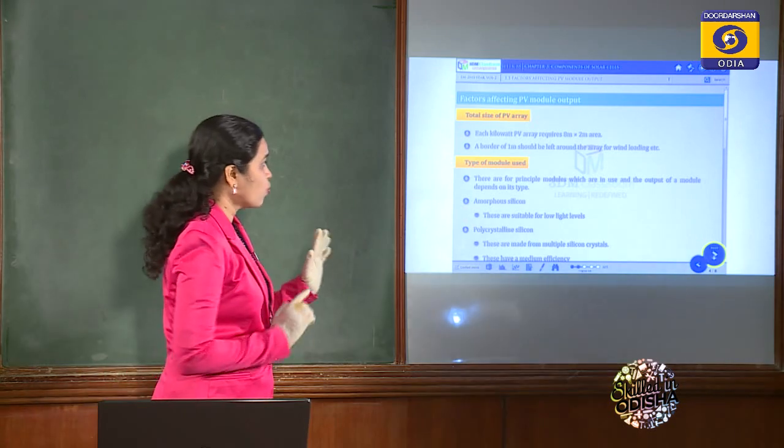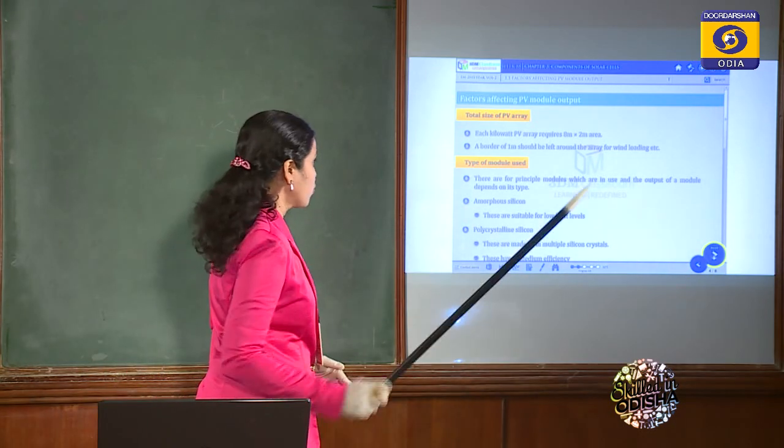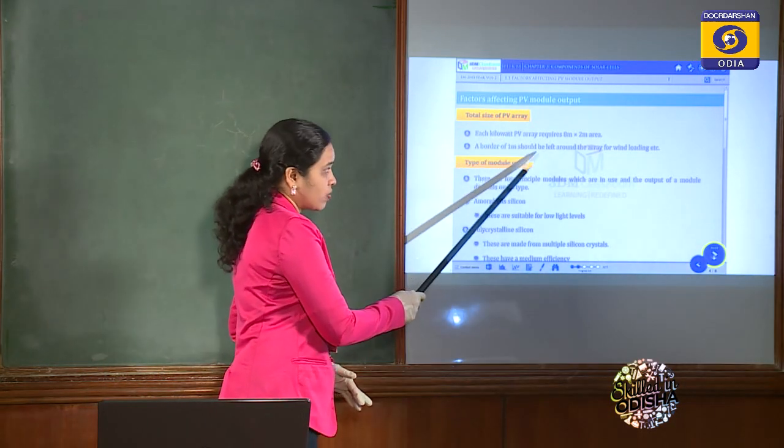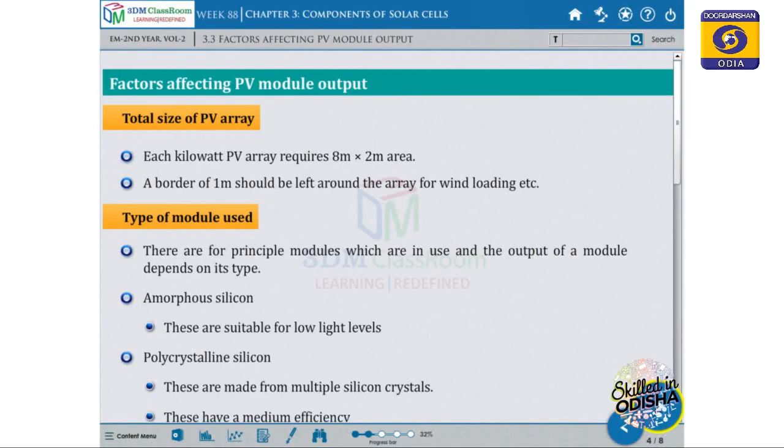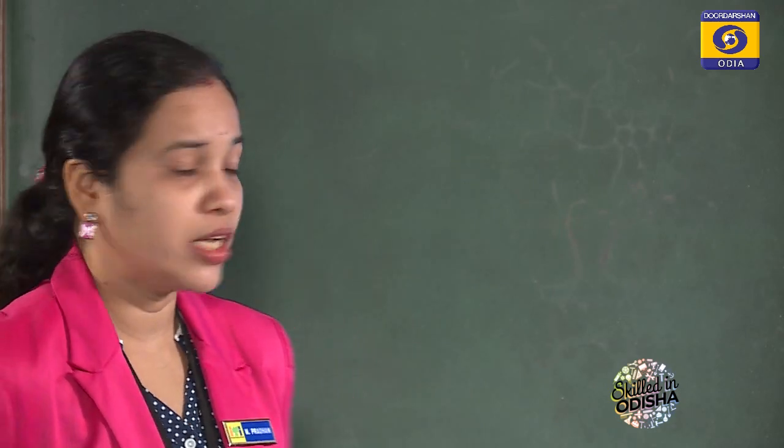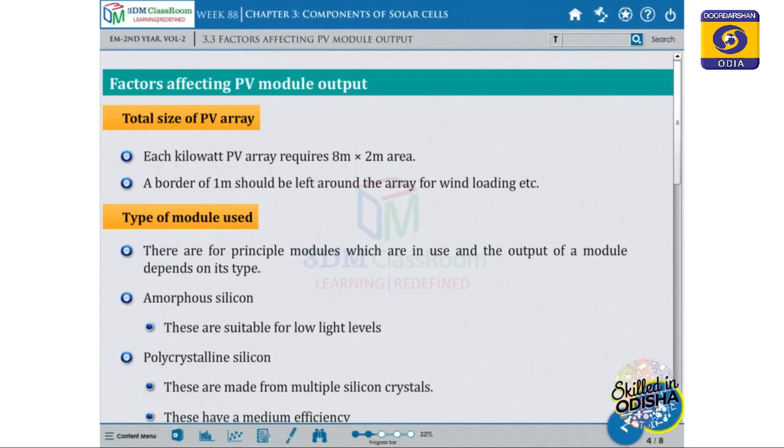To receive 1 kilowatt of power, the array size required is 8 meter by 2 meter. That means an array area of 8 meter length and 2 meter breadth is required to generate 1 kilowatt of power.